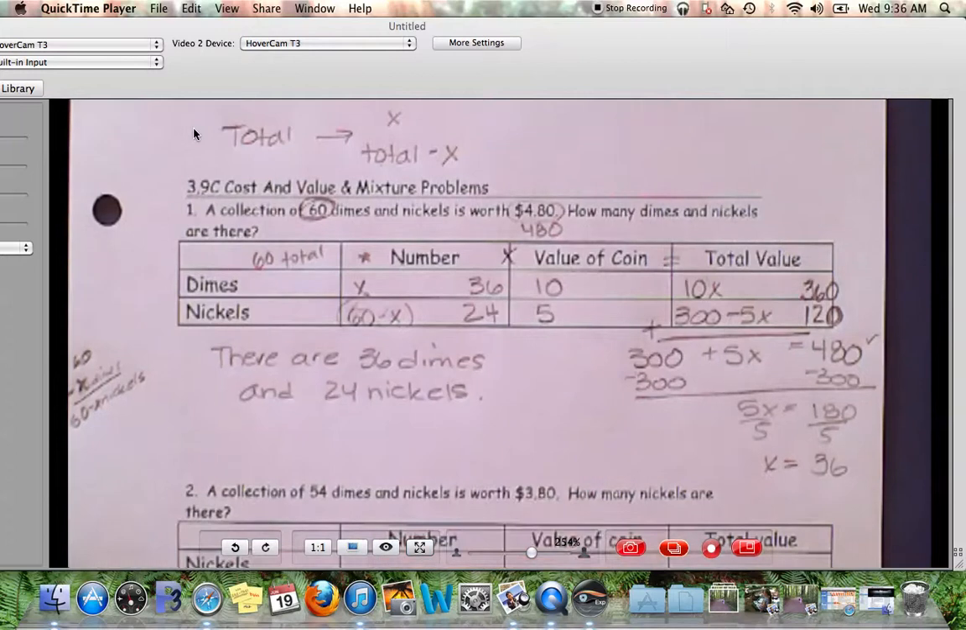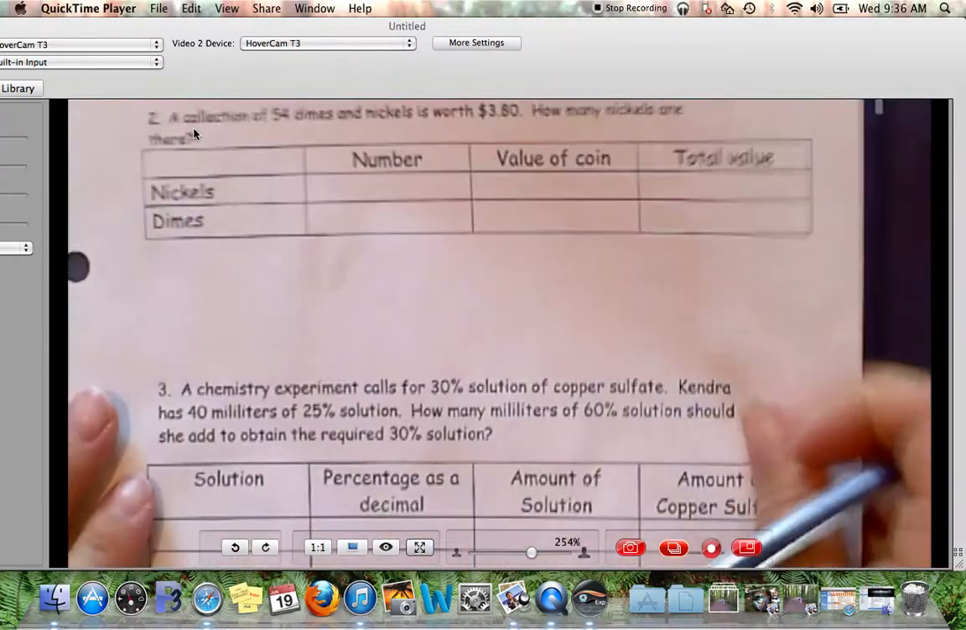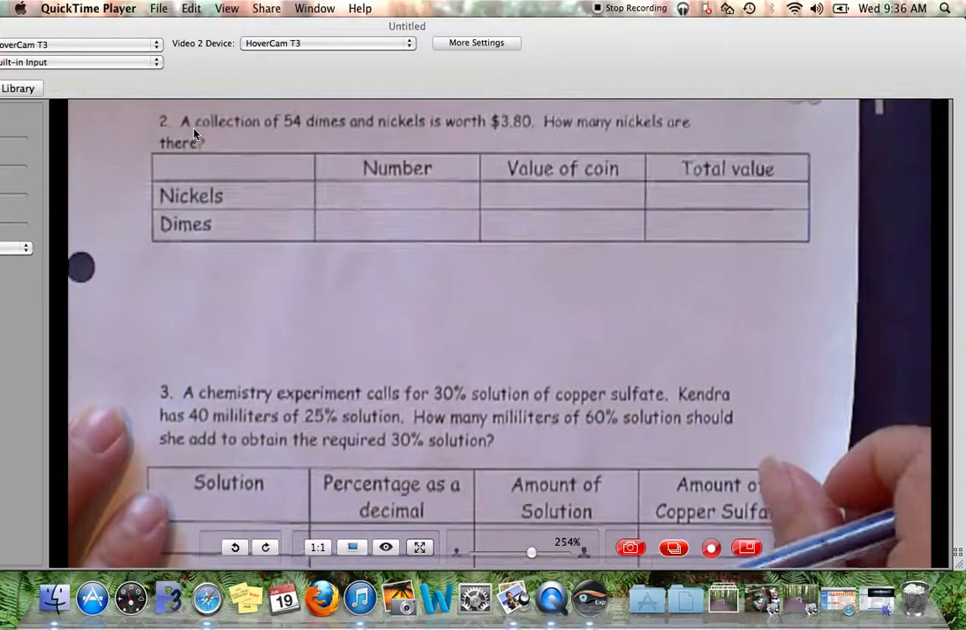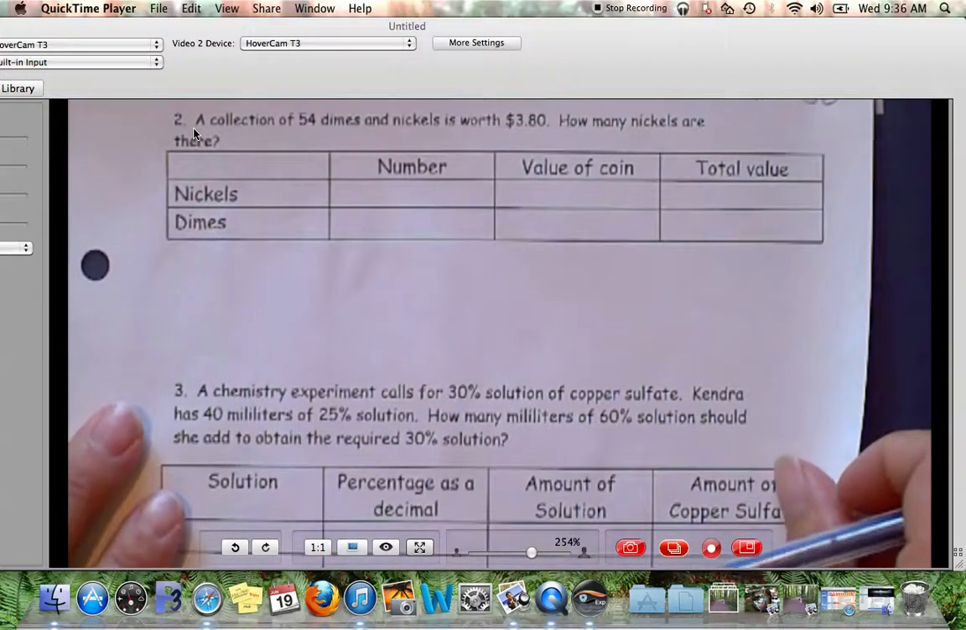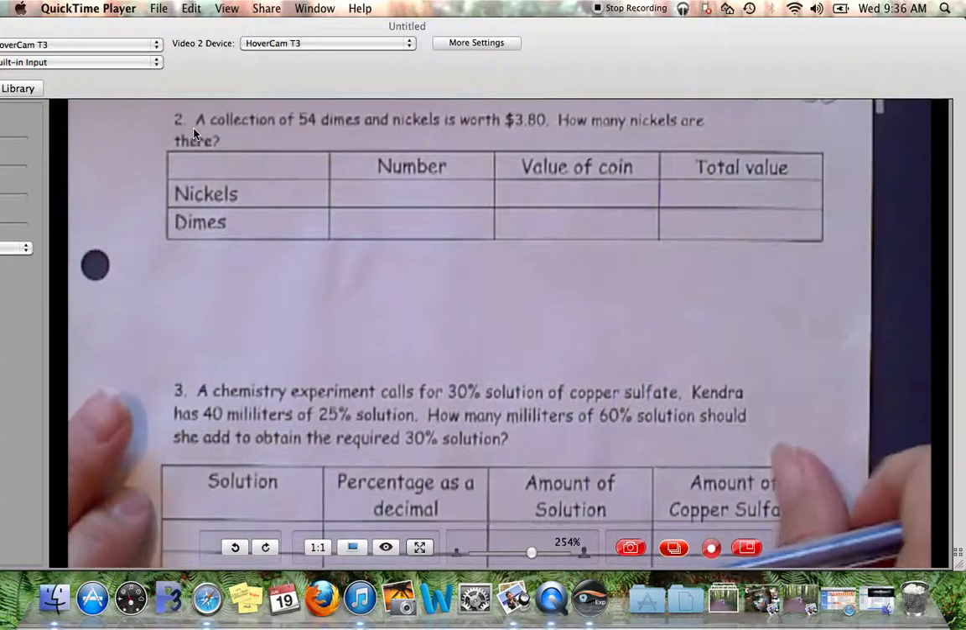Okay, what I would like you to do is pause here and try the second problem all by yourself. It is very much the same, and you can use the previous problem to help you with that one. Please pause here.